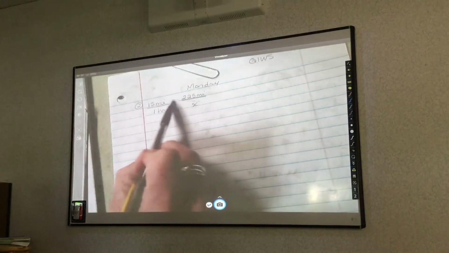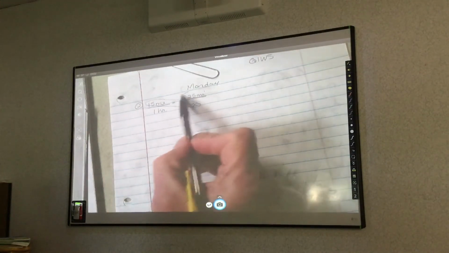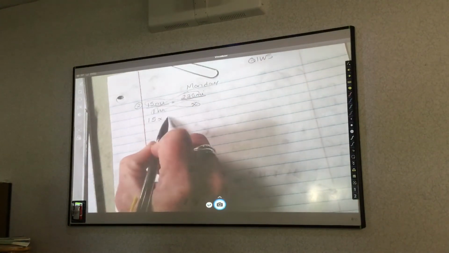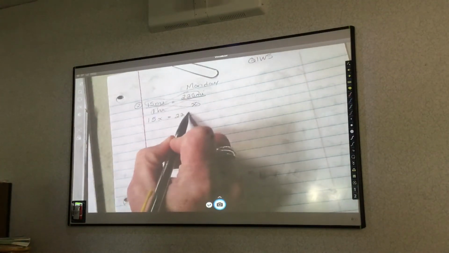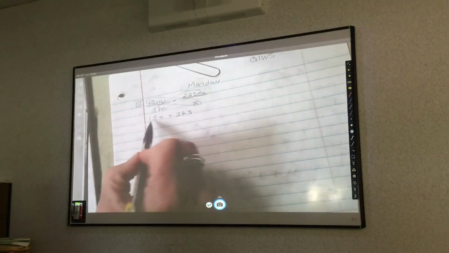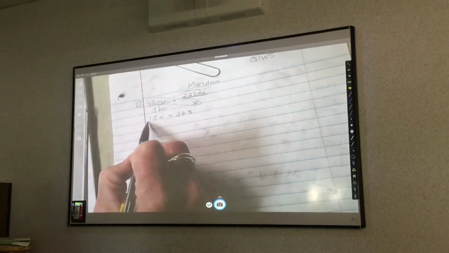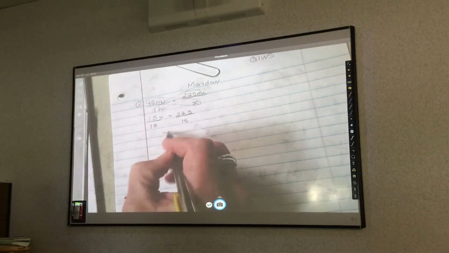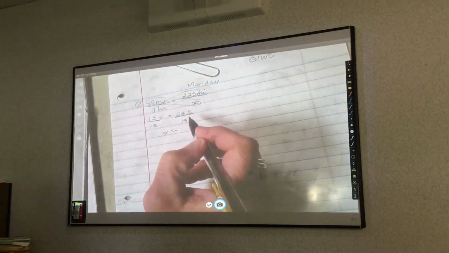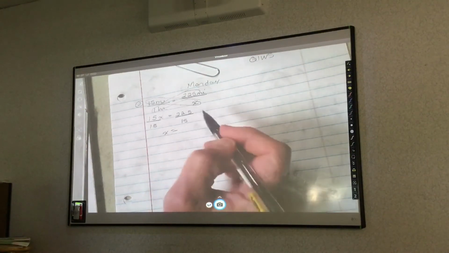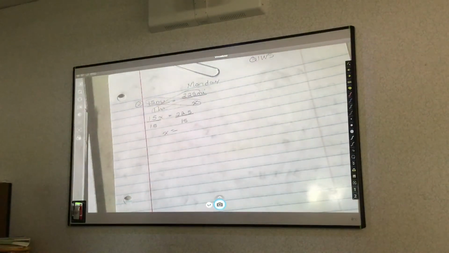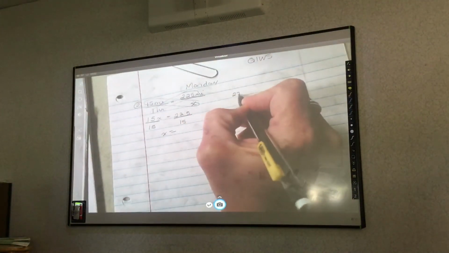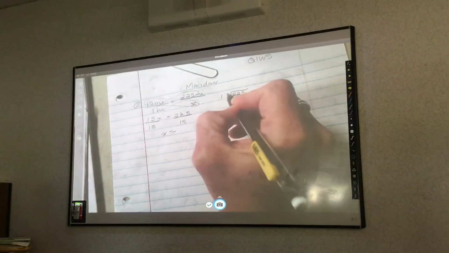Then I do cross multiplication. So now I have 15x equals 225. I need to get x by itself, so I'm going to divide by 15. So x equals, well, let's say I don't know 225 divided by 15. So I have to do 225 divided by 15.